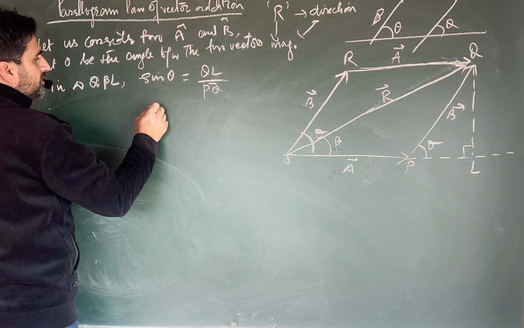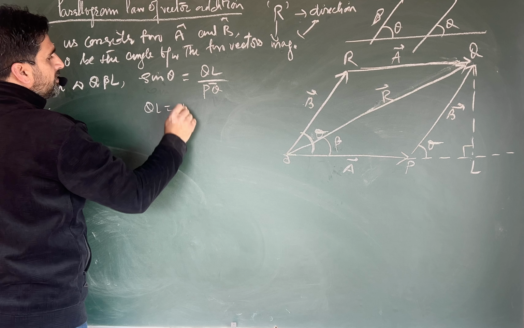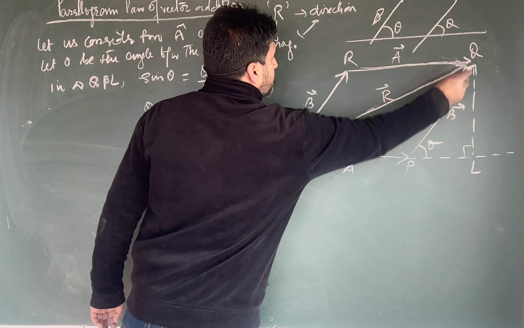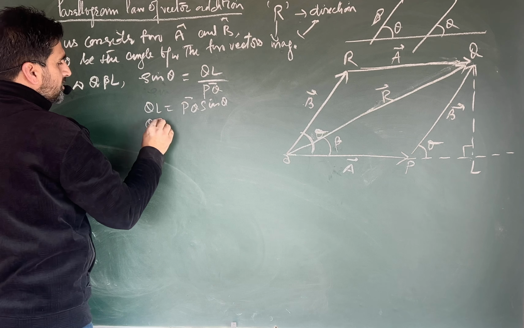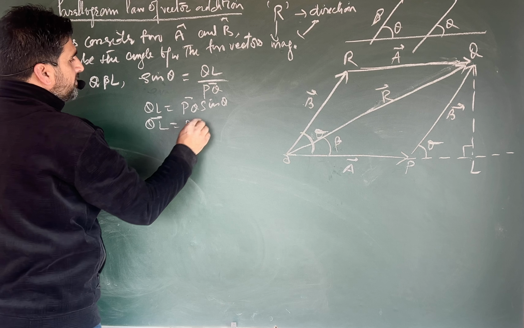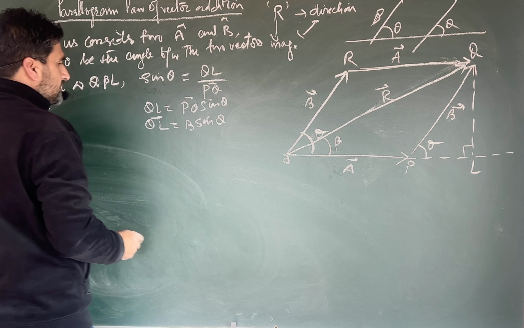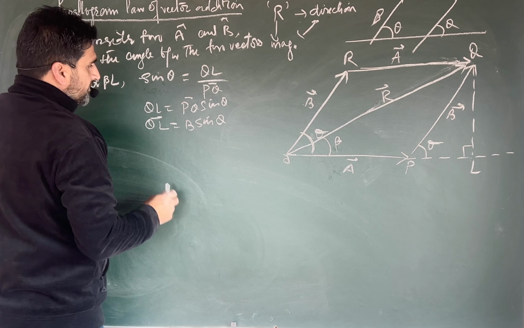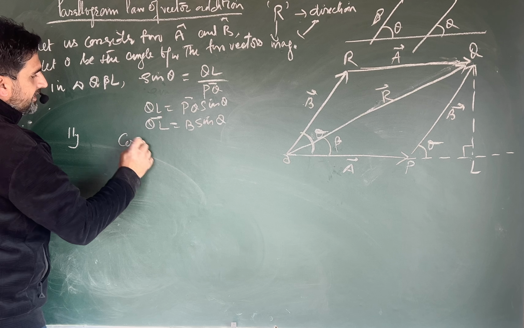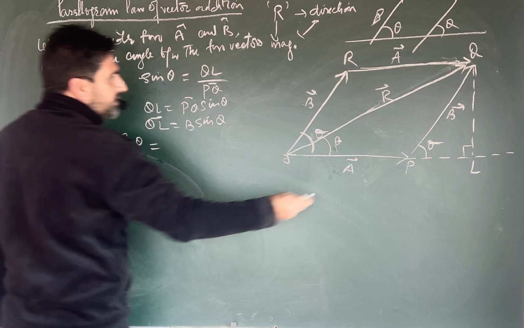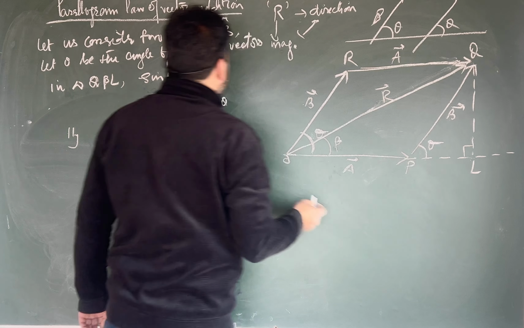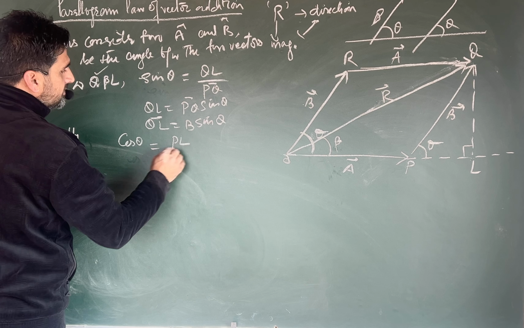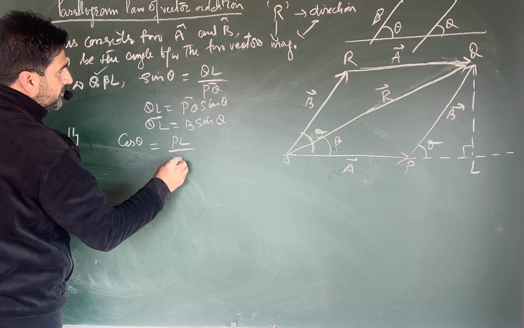So QL will be equal to PQ sine theta, and you know PQ is equal to B. So I can write QL is equal to B sine theta. Similarly, I can calculate cos theta from this very angle because I need these things. Cos theta is equal to base upon hypotenuse in the same triangle. In triangle QPL, PL is the base upon hypotenuse, again PQ.